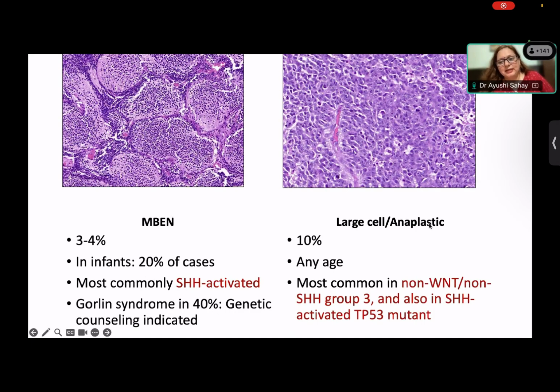So anaplastic was the case that I showed you that was having marked pleomorphism, while a large cell type is the one that actually almost looks like a lymphoma. More uniform cells, but all having vesicular nuclei with prominent nucleoli. This is again a rare subtype, and the most common association of this large cell is either in a non-SHH group 3, which is the worst type of medulloblastoma, but you can also see it in an SHH activated and P53 mutant type, which is another molecular subtype of medulloblastoma.